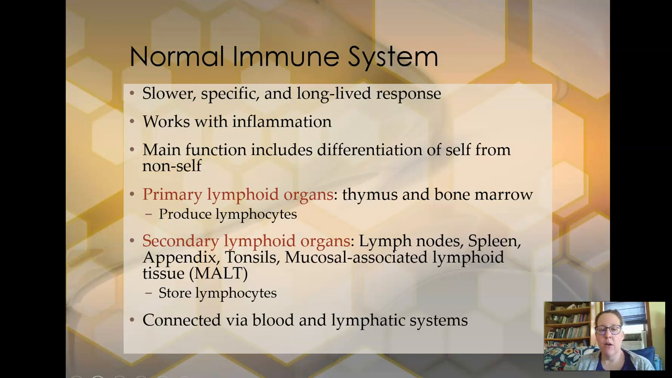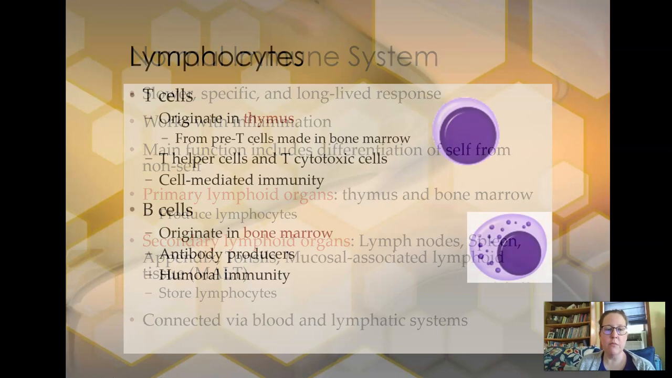And they are connected via the blood and the lymphatic systems. So your lymphatic system drains into your circulatory system, your blood, and of course the fluids from the blood, as they go through the tissue, then enter the lymphatic system. So those are all connected.